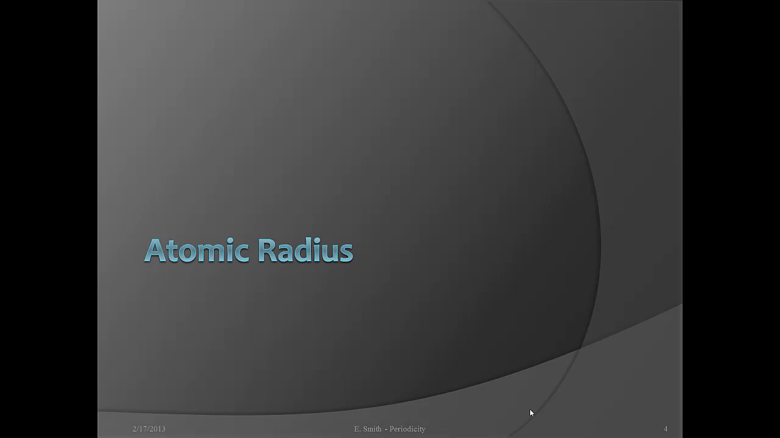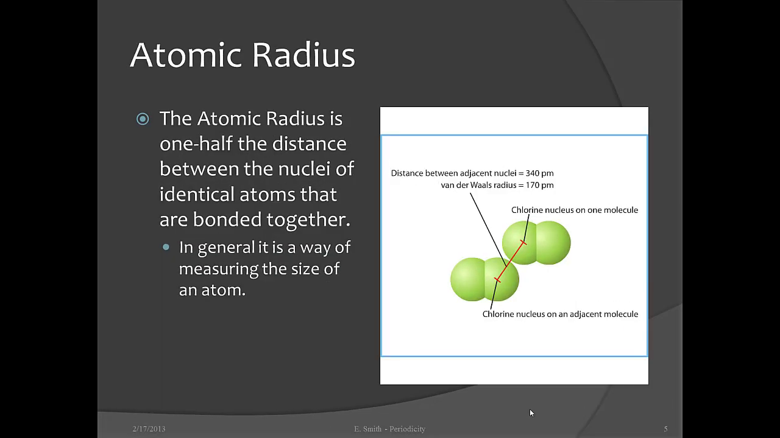Okay, so what is the atomic radius? By definition, the atomic radius is half the distance between the nuclei of identical atoms that are bonded together. You can see a picture here. They have two chlorine molecules, and they measure the distance between the adjacent nuclei. And what they do is they take that distance and cut it in half, and they can get a rough idea of basically how large the atom is, where the furthest electrons are located.